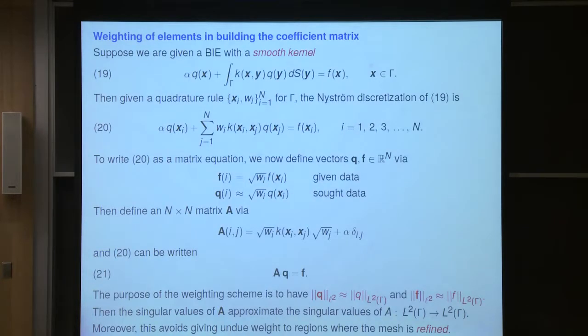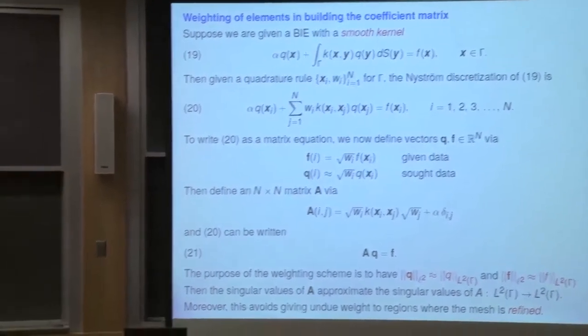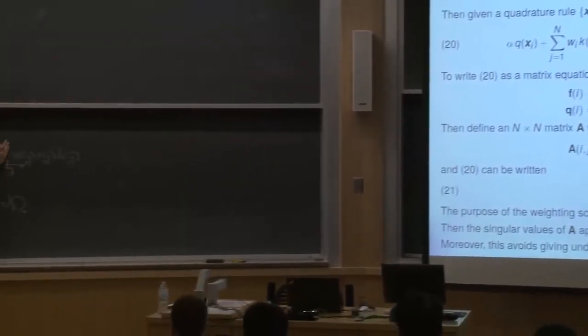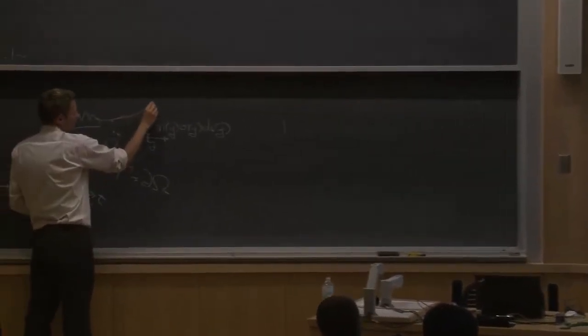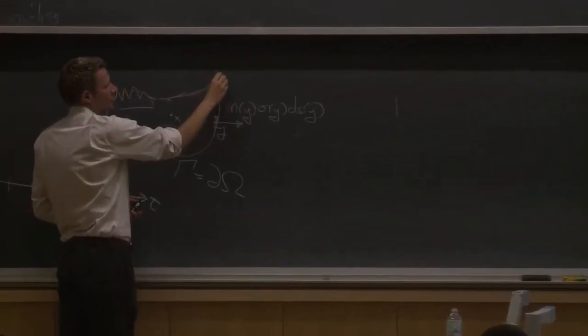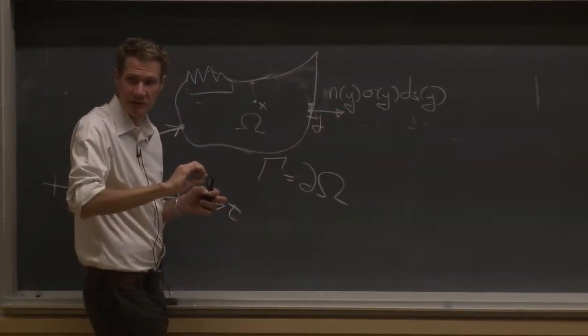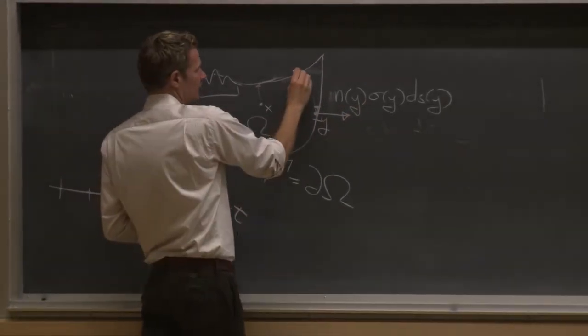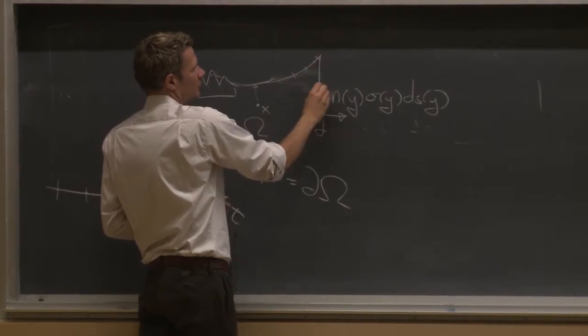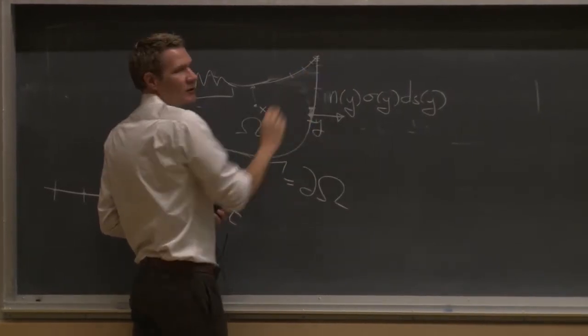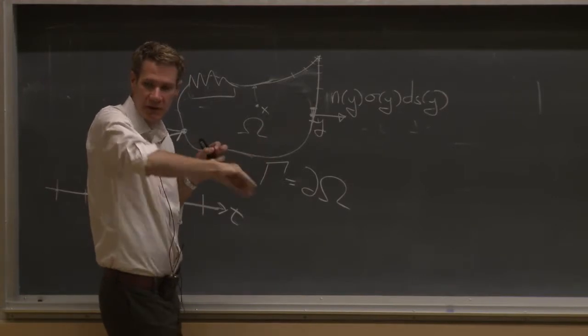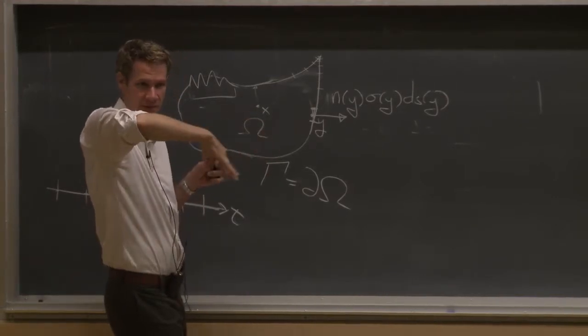Let me quickly mention that sometimes it's advantageous to re-weight things. I mentioned what happens if you have a corner. If you have a corner, the unknown sigma will blow up, typically near the corner. A common technique for dealing with this is to locally refine. So you put smaller and smaller panels as you approach the corner so that you can properly resolve the integral.